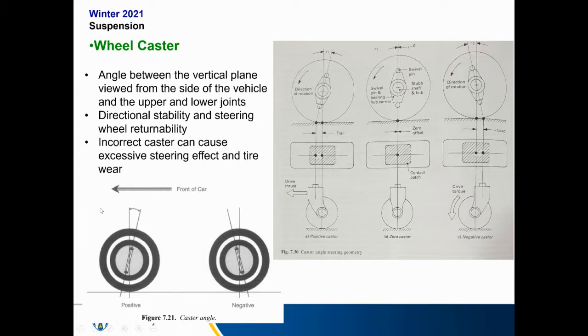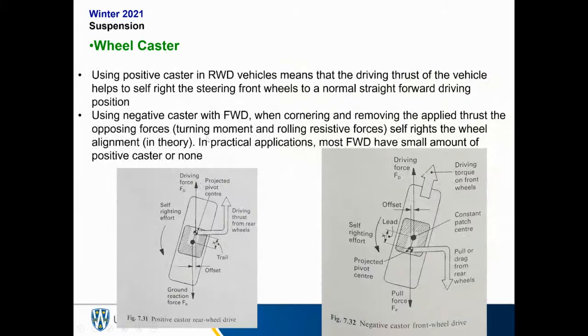So if we look at this as the front of the car, if we look at the upper and lower control joints, depending on if it's positive or negative caster, sorry. Now, how you might want to set the wheel caster is somewhat defined by the drivetrain. If you have a rear-wheel drive vehicle, using positive caster means that the driving thrust from the vehicle helps to self-right the steering front wheels to a normal, straightforward driving position.